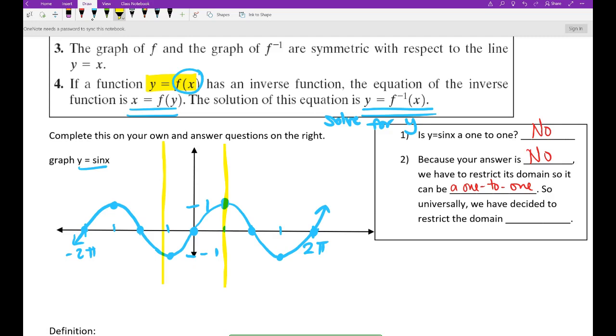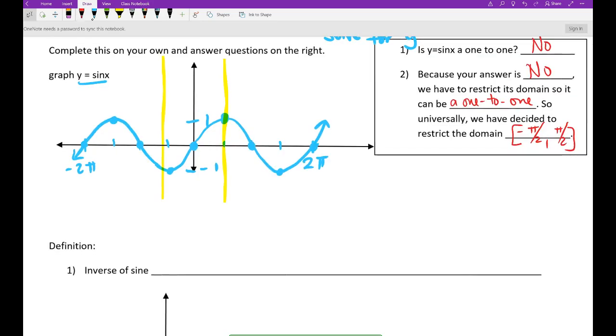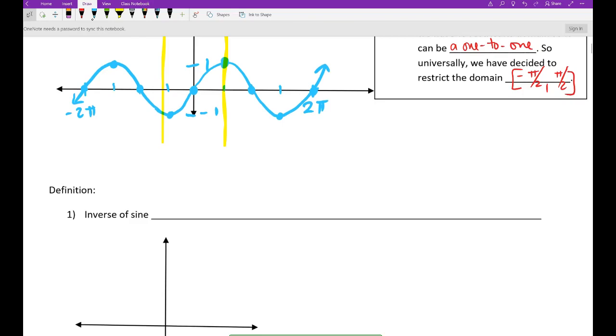But universally, back in the days before our parents or grandparents were born, all the mathematicians came together and they agreed that's the spot. Okay, so that's the spot. Here we go. So we're going to write: we have decided to restrict its domain from inclusive negative pi over 2 all the way to pi over 2. Okay. Then we are now going to define what an inverse of sine is.